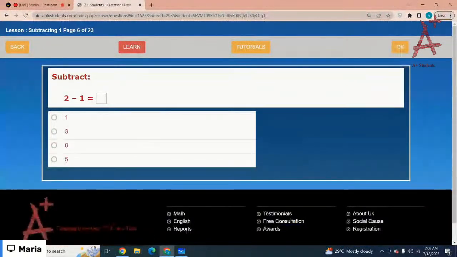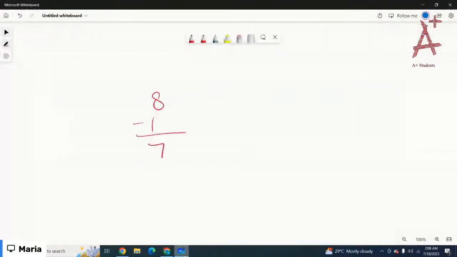The next one is 2 take away 1. So just make 2 lines and remove one of them. So you are left with 1. So 2 take away 1 is 1. So the correct option is 1.